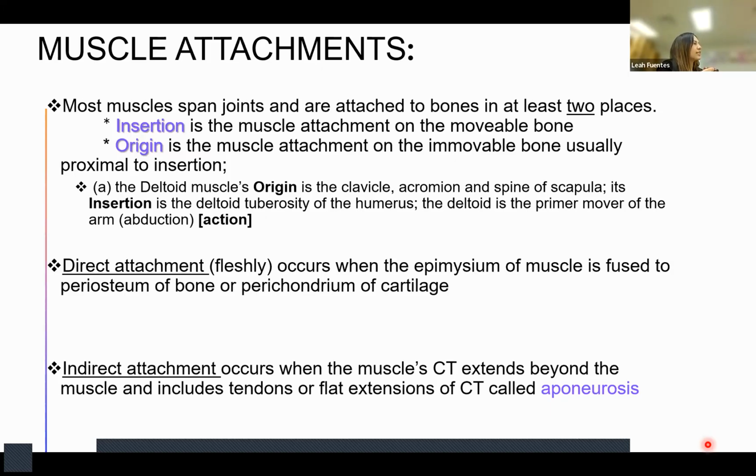Its insertion is the deltoid tuberosity of the humerus. And then the deltoid is the prime mover of the arm, and that would be abduction. That would be its action. We didn't talk about action too much, but that is also something you would need to know. The action is the movement that the muscle is performing.